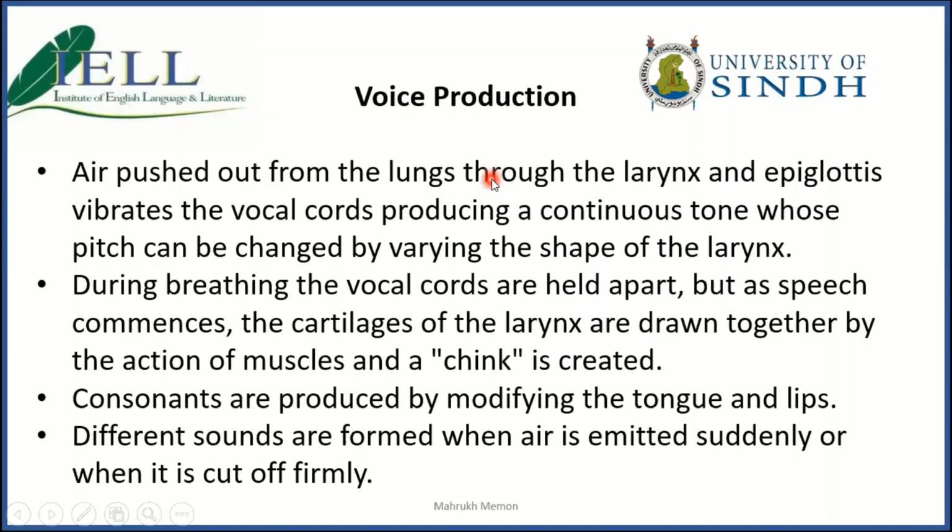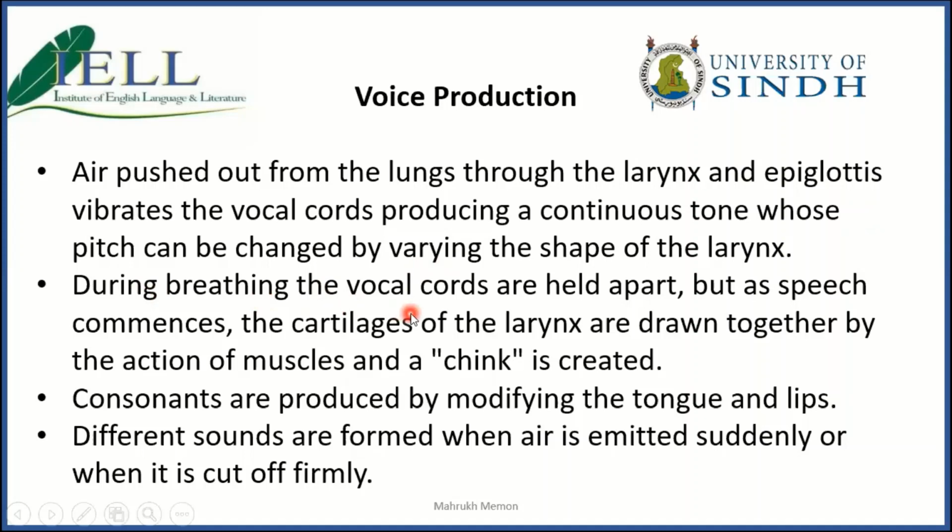Air comes from our lungs, and through the larynx and epiglottis it vibrates our vocal cords. Okay, a continuous tone is generated or produced, and that can be changed by varying the shape of the larynx. So it varies the shape of the larynx, the vocal cords are vibrated, and sounds are produced. So this is the general mechanism through which we can produce sound from our vocal tract.